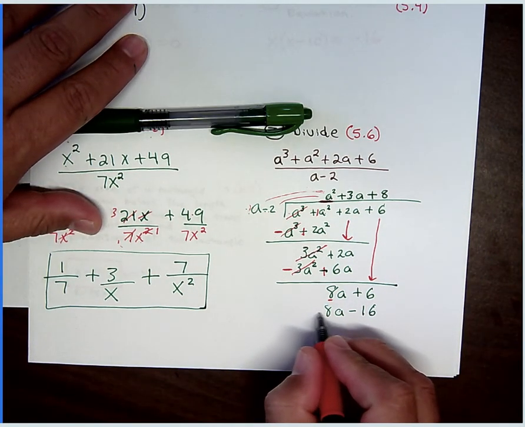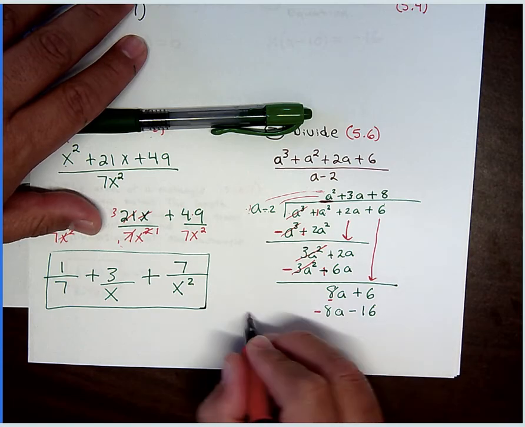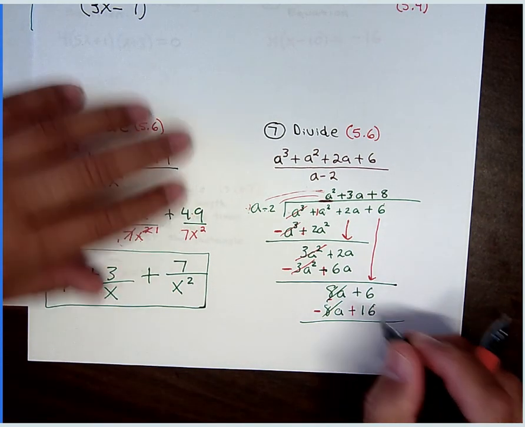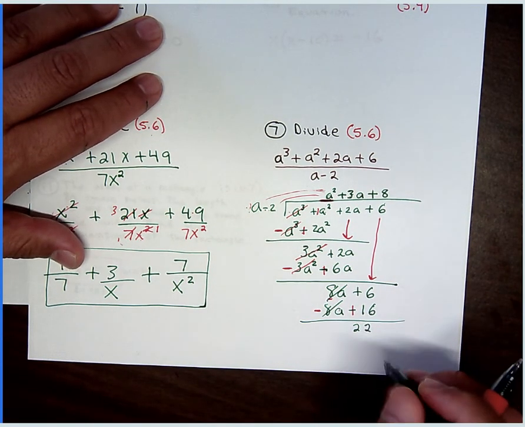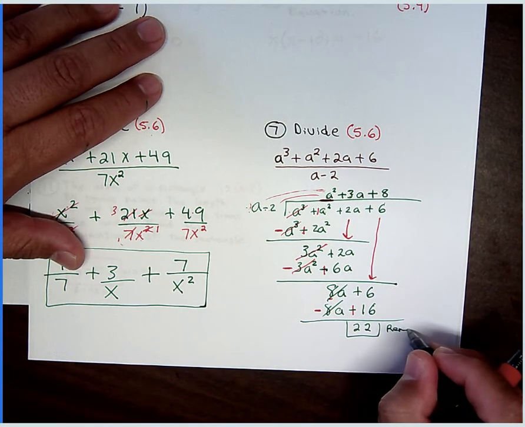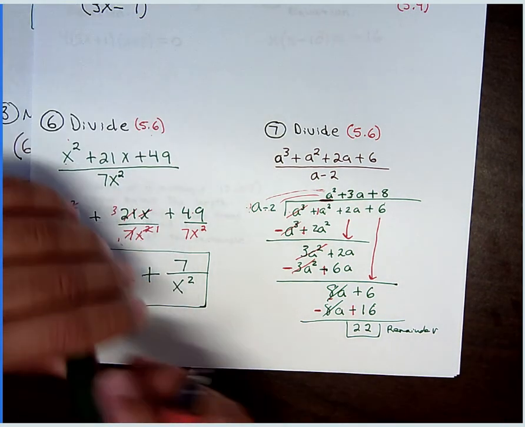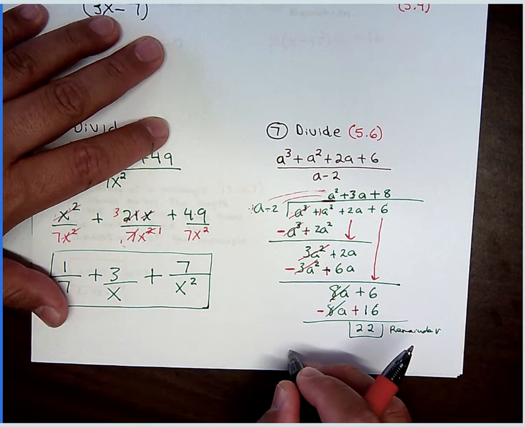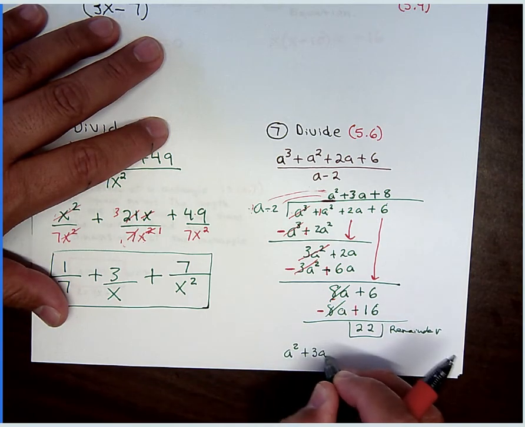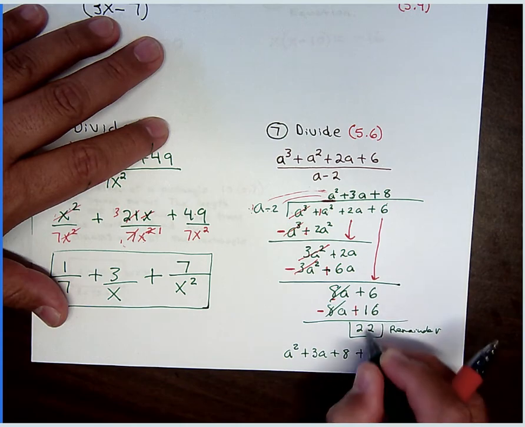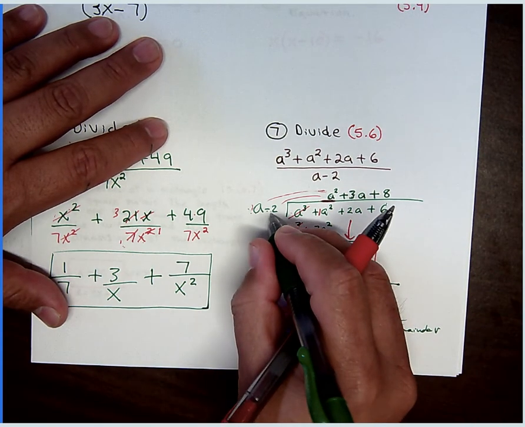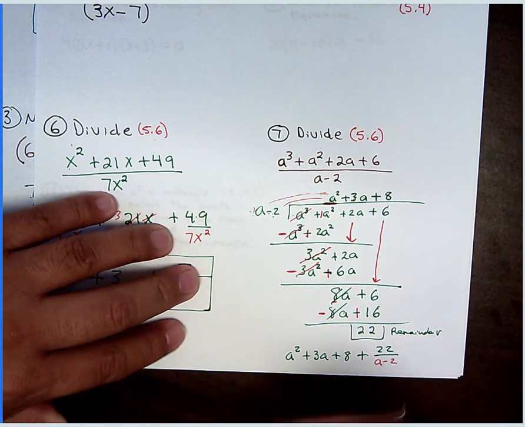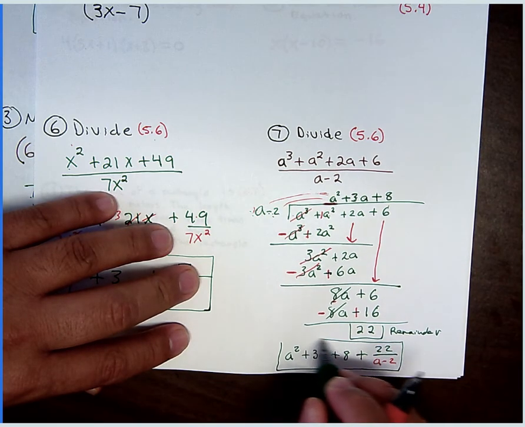So this is minus again because we're subtracting, and this one becomes positive. This cancels out, and this one gives you 22. So this is a remainder. Now the final answer is the quotient plus the remainder: a squared plus 3a plus 8 plus 22 over the divisor, sorry, a minus 2. And that's the answer for 7.